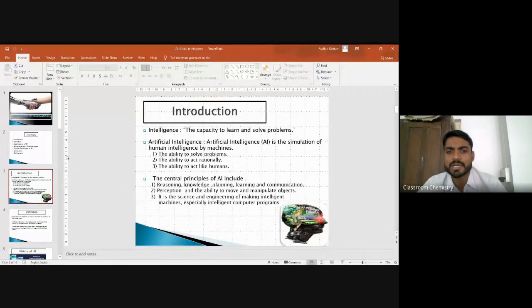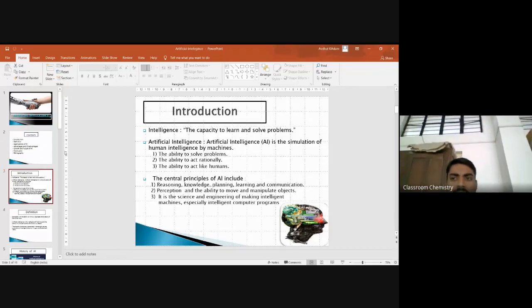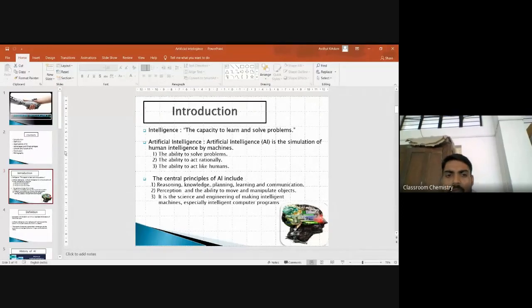Now artificial intelligence. Artificial intelligence is the simulation of human intelligence by machine. Simulation in Marathi we call it nakkal, mimicry. Artificial intelligence is the simulation of human intelligence by machine. The ability to solve the problem for which we make simulation, the ability to act rationally, the ability to act like humans.